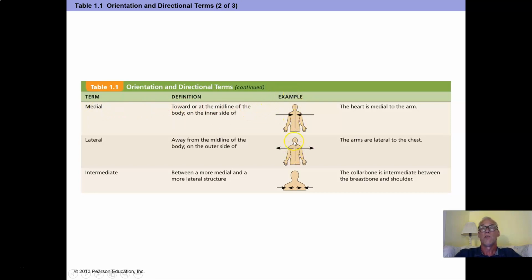Any part that is further away from the center of your torso relative to another anatomical entity is said to be more lateral. So those are important terms to describe those directions.